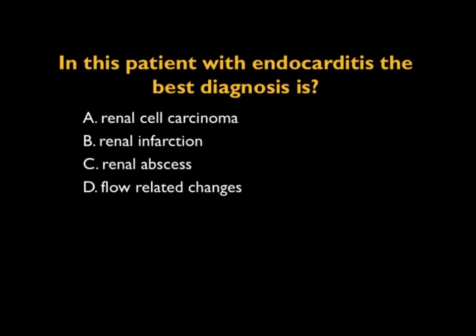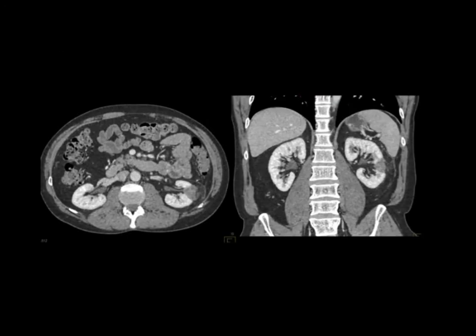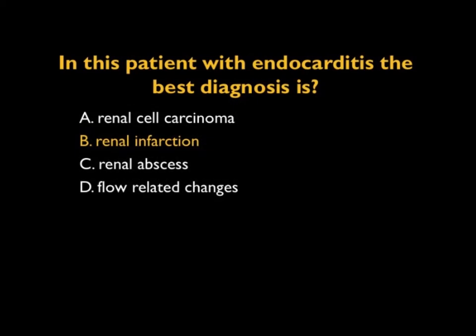This patient has a history of endocarditis, and I want to know what the best diagnosis is. Well, when you're looking at the kidneys in axial and coronal views, you see a wedge-shaped defect with minimal stranding by the left kidney. That's not a renal cell carcinoma. Theoretically, you can think about an inflammatory thing like an abscess, but the wedge shape really helps you make the diagnosis of infarcts. Obviously, it's not a flow-related change. You typically don't get those in the kidneys except on early phase imaging, and you don't get them as wedge-shaped defects. So this is a very nice example of a renal infarct.